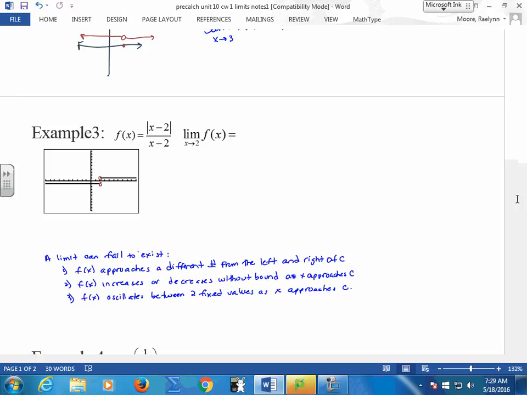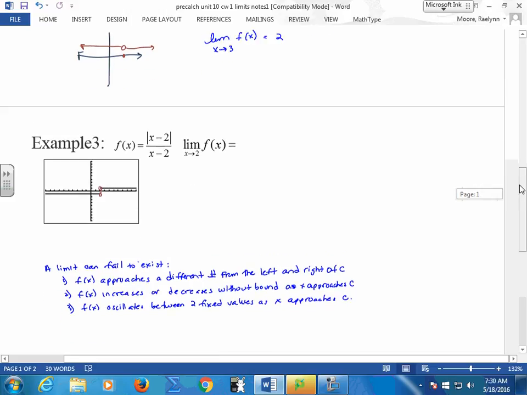So this limit does not exist. And sometimes we're going to call this a jump discontinuity, it jumps. So there are other little names that we'll call these guys. So sometimes the limit does not exist.